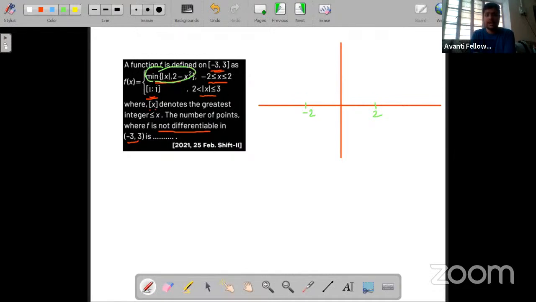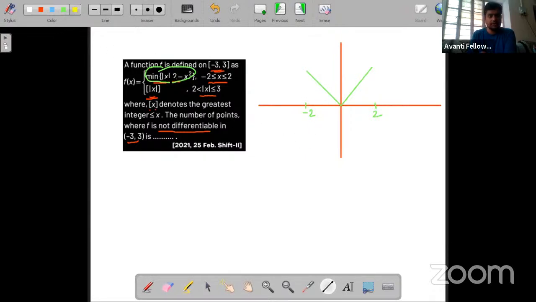So we have to find the minimum of these two functions. So first of all, we should draw both the graphs and check which function is minimum. Okay, so the first function is modulus of x. Modulus of x means a V-shaped graph. So we'll draw modulus of x. So this is 0 to 2 and this is -2 to 0. Clear? This is modulus x.